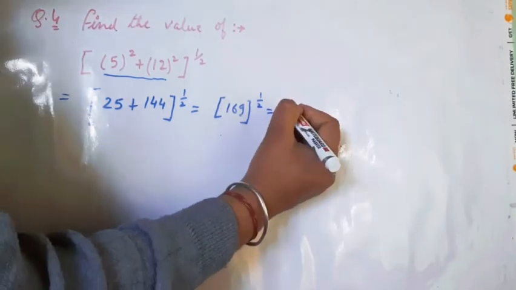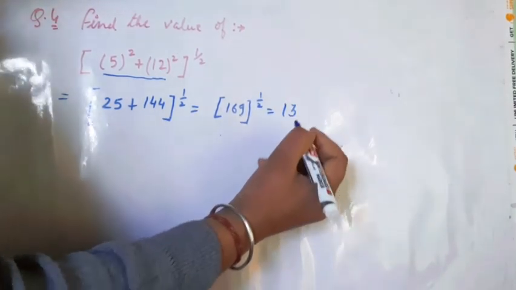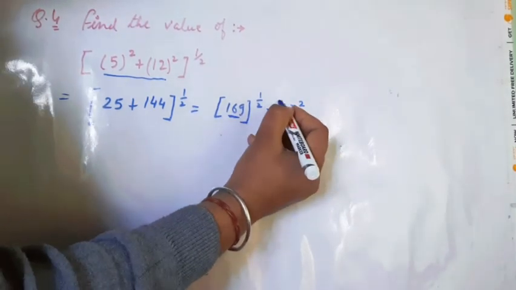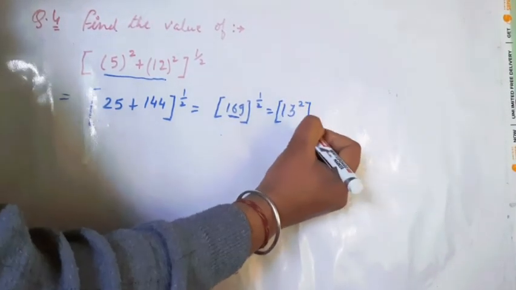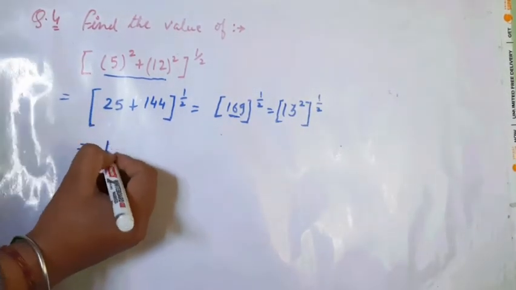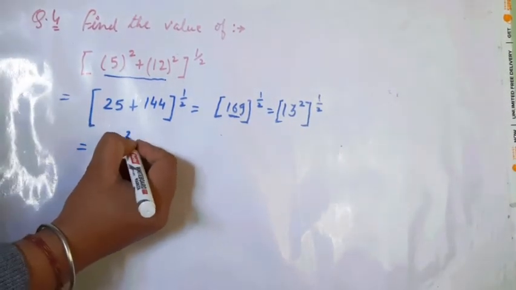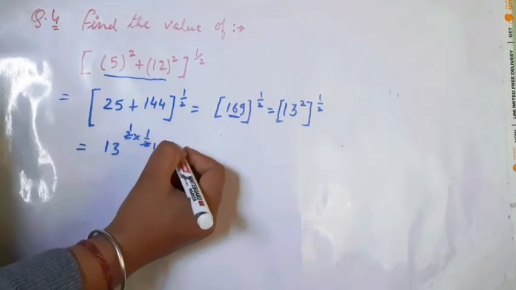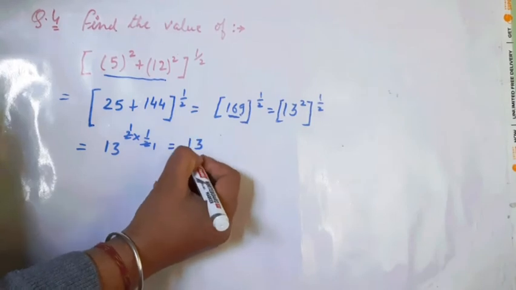So this will be equals to 13 raised to power 2. 169 can be written as 13 raised to power 2 and whole power we have 1 upon 2. So this is equals to 13 raised to power 2 multiplied by 1 upon 2. 2 ones are 2 and the answer will be equals to 13.